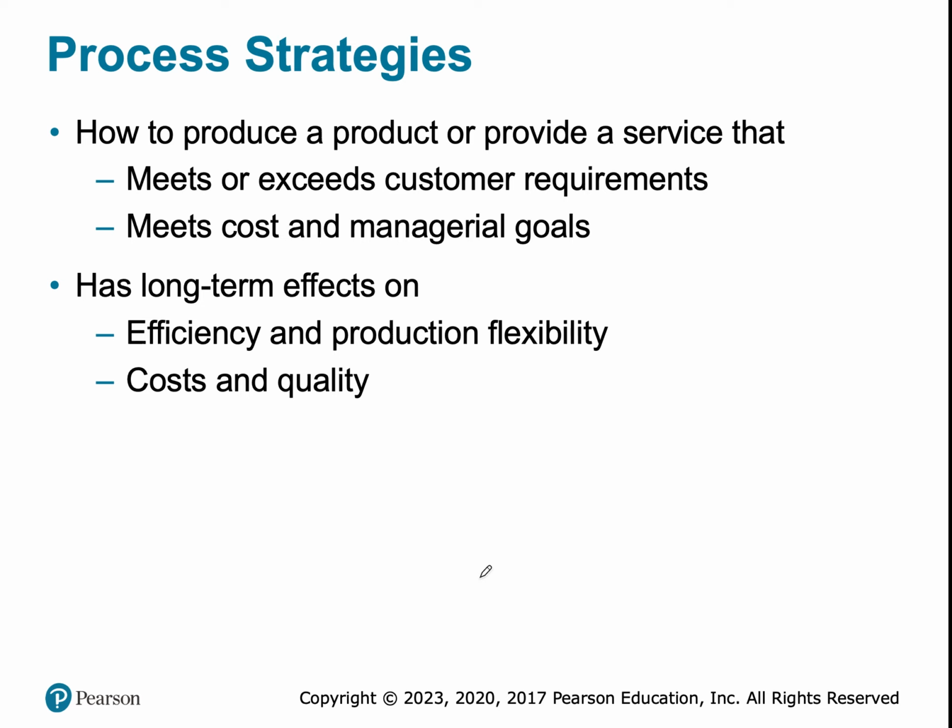Is that okay? Now let's quickly take a look at another stage of the process strategies. Another thing we look for when you're planning your process strategy, which gives the ultimate goal or objectives of the factory or the industry, is the long-term effect. What effect does the long-term planning or the long-term process or the long-term operation of the factory have on efficiency and production flexibility, and how does it affect the cost and the quality of the product at the end of the day?